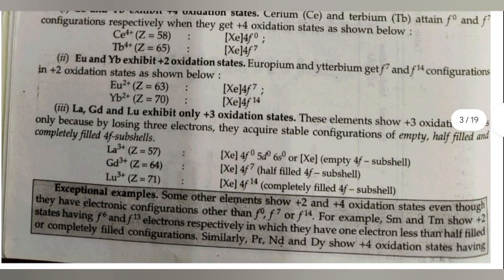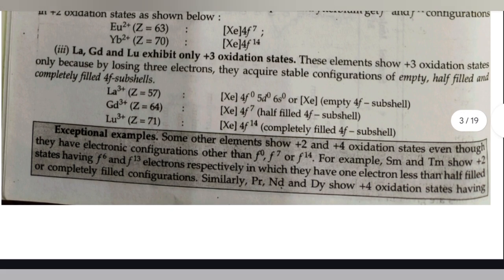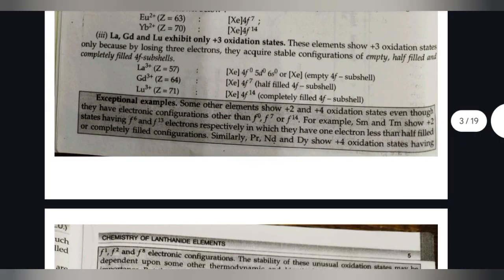Second is europium and ytterbium, +2 oxidation state. Europium and ytterbium get f7 and f14 configuration in +2 oxidation state as follows. La, Gd and Lu exhibit only +3 oxidation state. These elements show +3 oxidation state only because by losing 3 electrons, they acquire the stable configuration of empty, half-filled and completely filled 4f subshell.